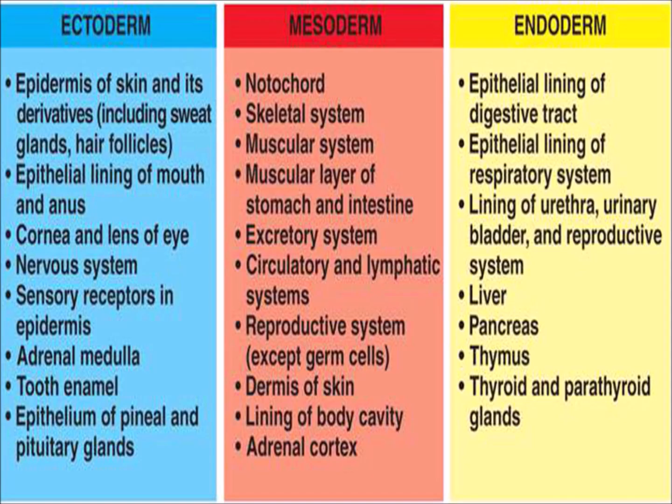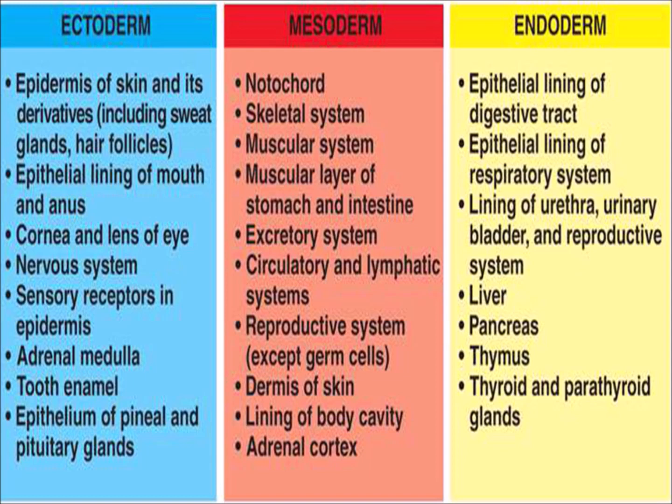In this slide, you can see what are the future organs formed from ectoderm, mesoderm and endoderm. From ectoderm: epidermis of skin and its derivatives including sweat glands, hair follicles, then epithelial lining of mouth and anus, cornea and lens of eye, nervous system, sensory receptors in epidermis, adrenal medulla, tooth enamel, epithelium of pineal and pituitary glands.